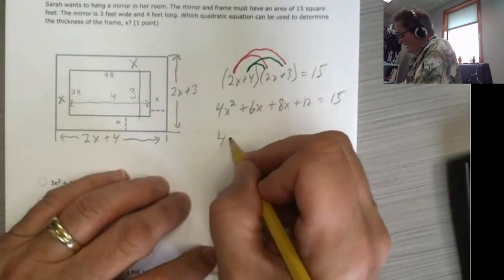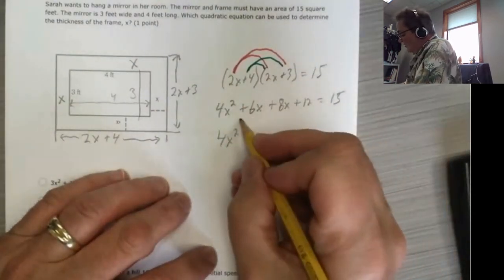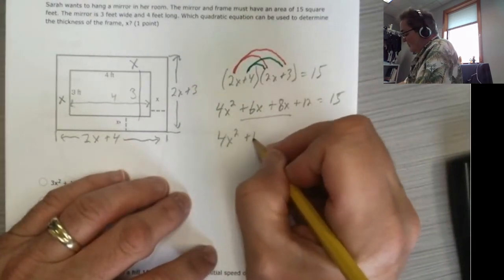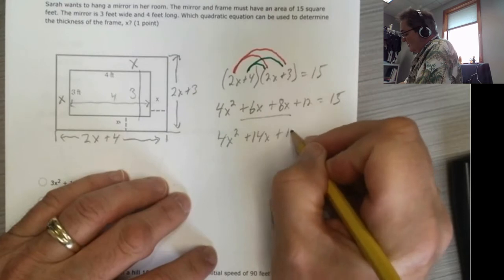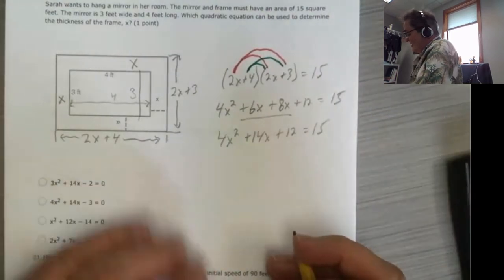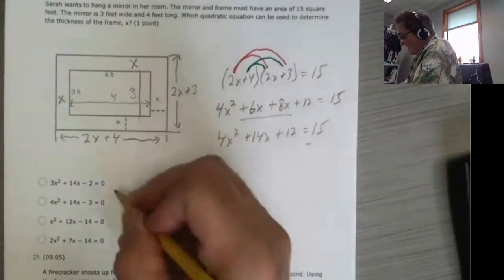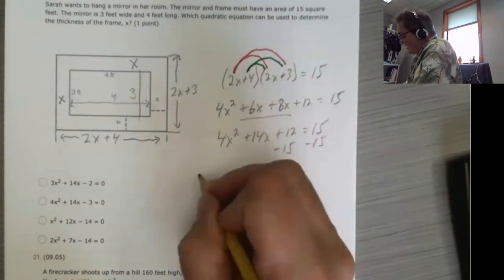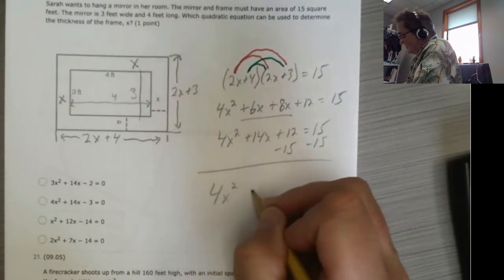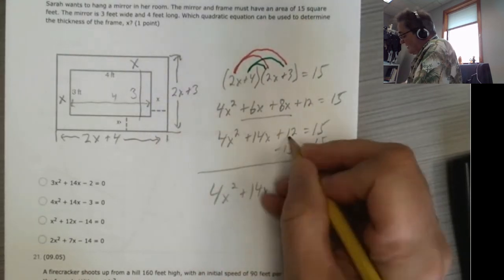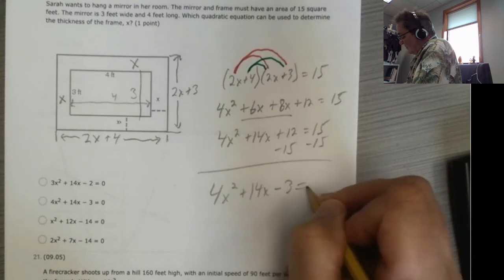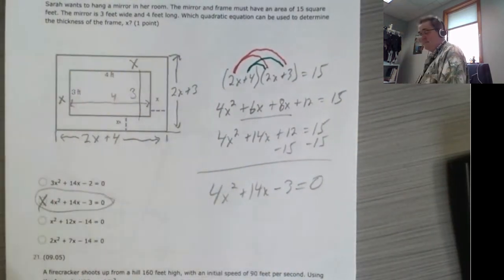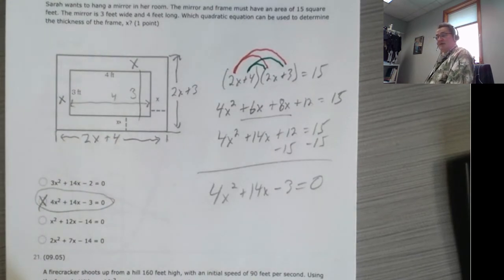Okay, so we got 4x squared. We can combine like terms. A 6x and an 8x can be combined to 14x plus 12 equals 15. We're almost there. We need to set it equal to 0. So subtract 15 from both sides, which equals 4x squared plus 14x, 12 minus 15. There it is. 4x squared plus 14x minus 3.